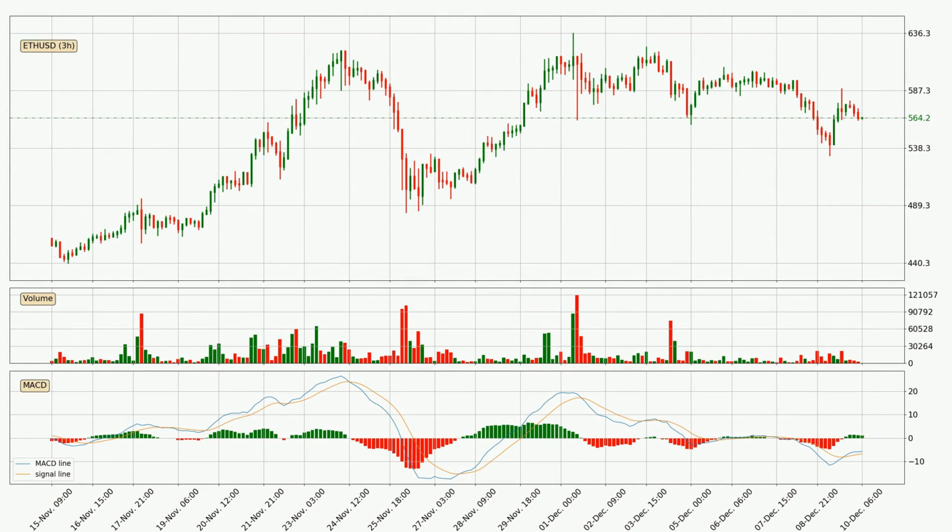Looking at the 3-hourly MACD, seeing as the MACD line is above the signal line, the trend is currently on the up. However, the MACD histogram shows that the momentum is currently shifting to the downside, and it could be expected that the price will consolidate, and it is better to wait and see if the MACD line will cross the signal line, which will be bearish.